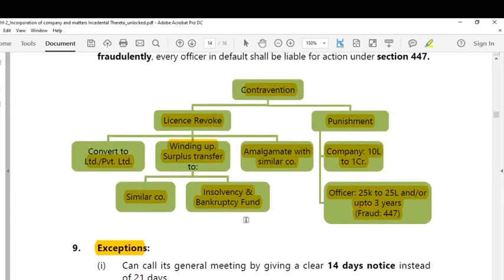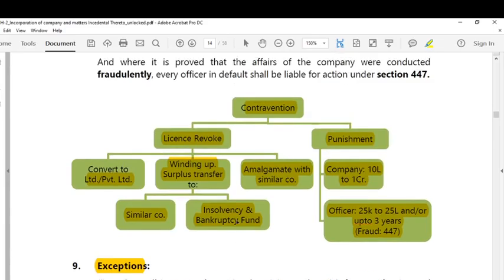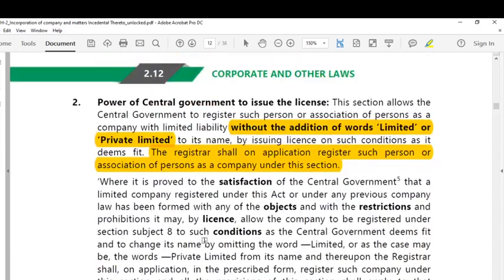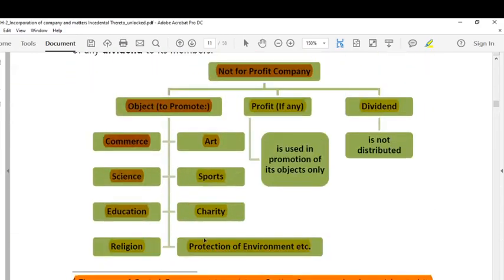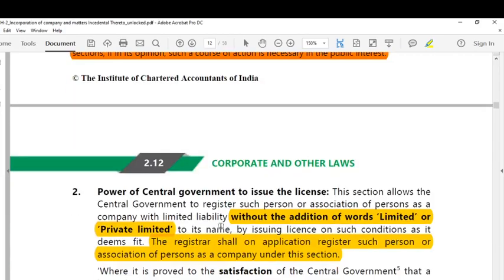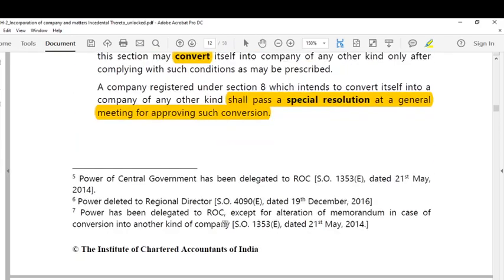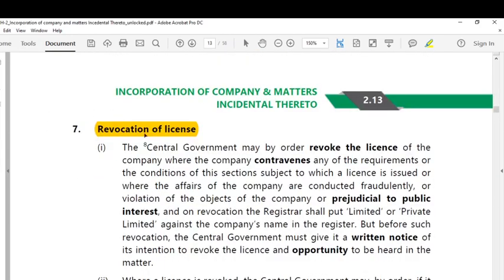So this is all about the entire picture of a Section 8 company, my dear students. And again, I am giving you a recap. You should know what its objectives are, for what objectives it can be promoted, and what it can do with the profits. It can make profit only to promote its objective, and it should not give a dividend. And there are certain special provisions under that, and privileges are also given. And the license matter is very important.